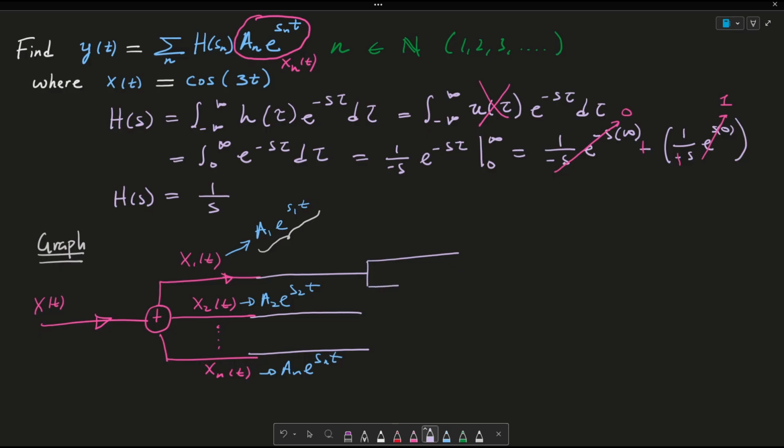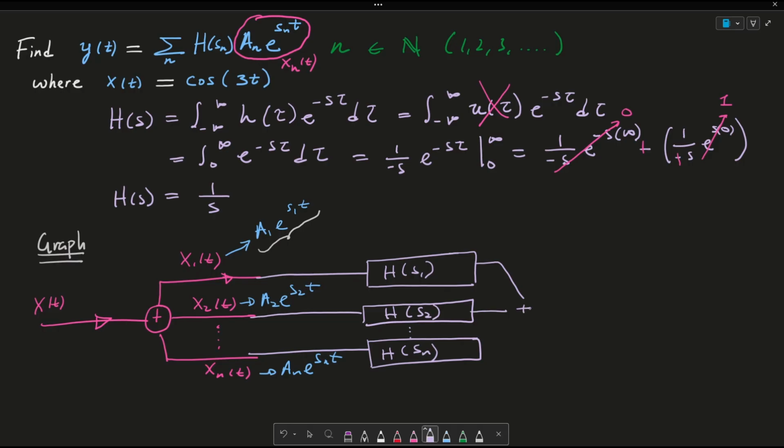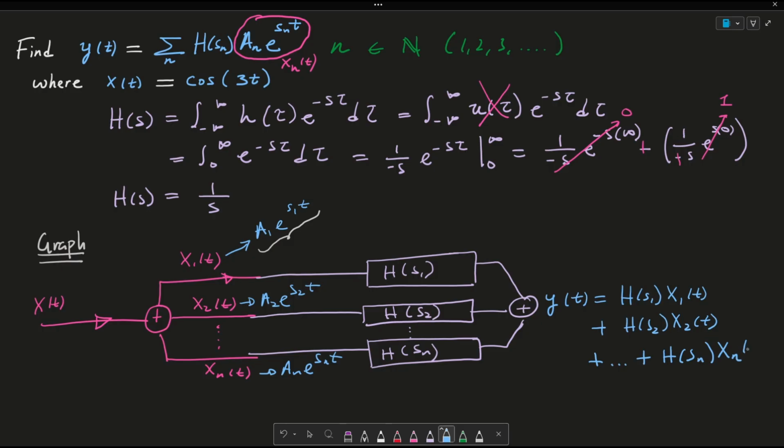To continue with our graph, we then said that we can push each of these eigenfunctions into our system. So our system here is h of s1. Our system over here is h of s2. And our last system here, dot, dot, dot, is h of s_n. And we're going to add these all up. Essentially, y of t is equated to h of s1 x1 of t plus h of s2 x2 of t plus dot, dot, dot plus h of s_n x_n of t.